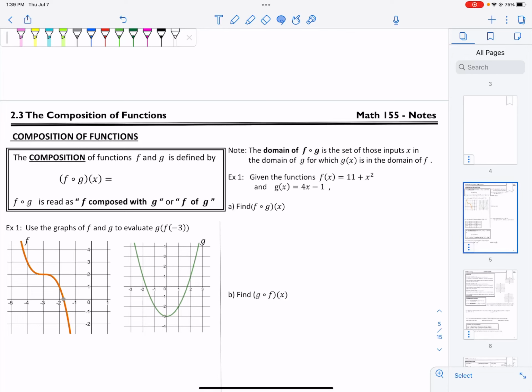Hello everyone, in this video I will go over composite functions with you. Composite functions are functions that are composed of one or more functions. Think of it this way, a function contains an input and an output.